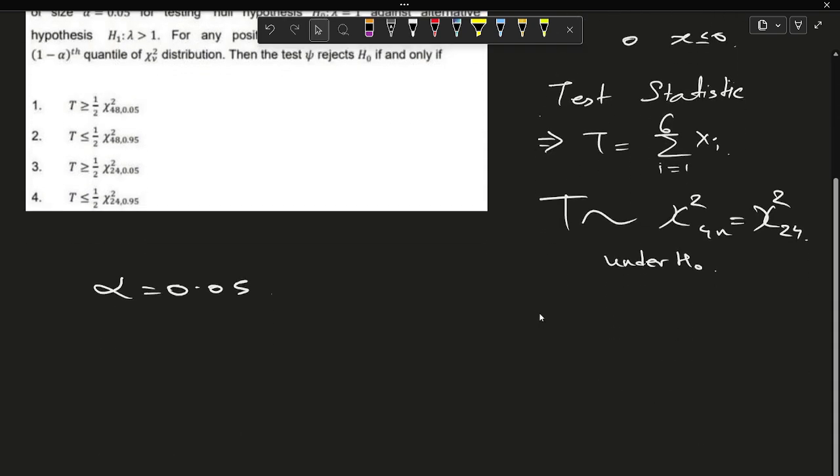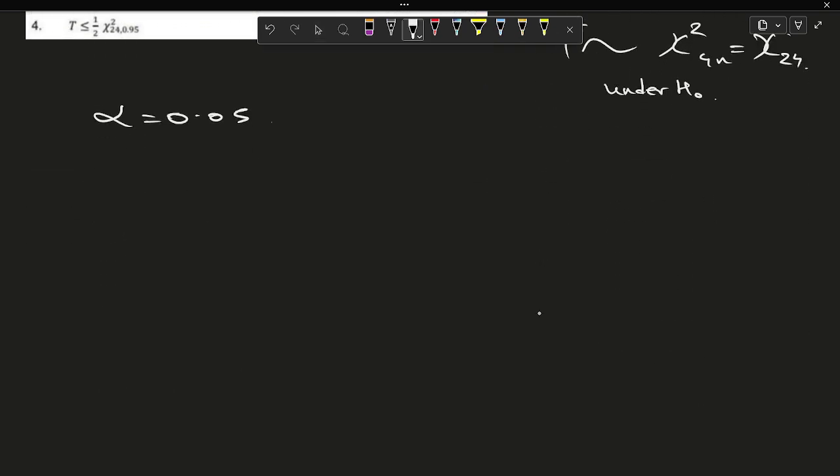The first step of the question is the most powerful test and the rejection region. By the Neyman-Pearson lemma, the most powerful test rejects H0 if T is too large, as lambda greater than 1 implies higher values of T. So the critical value is determined from the chi-square distribution for a one-tailed test at level alpha.